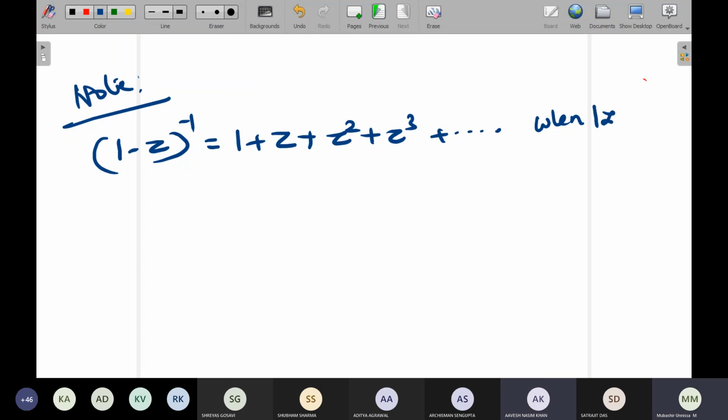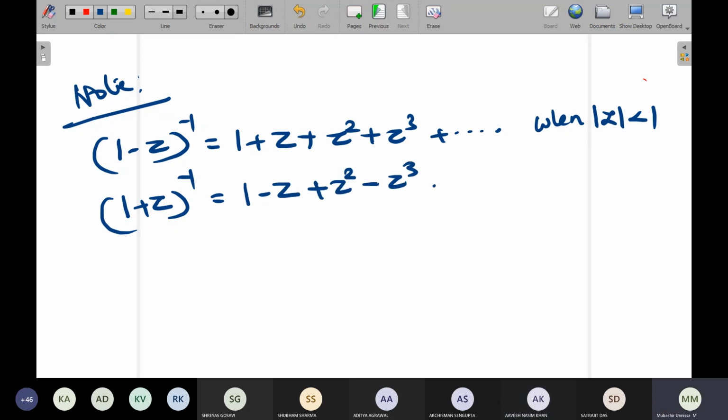It is valid when mod z is less than 1. Similarly, 1 plus z whole power minus 1. What is this? 1 alternate minus plus, minus z plus z square minus z cube. Very good. Alternate minus plus. And this is also valid only if mod z is less than 1.